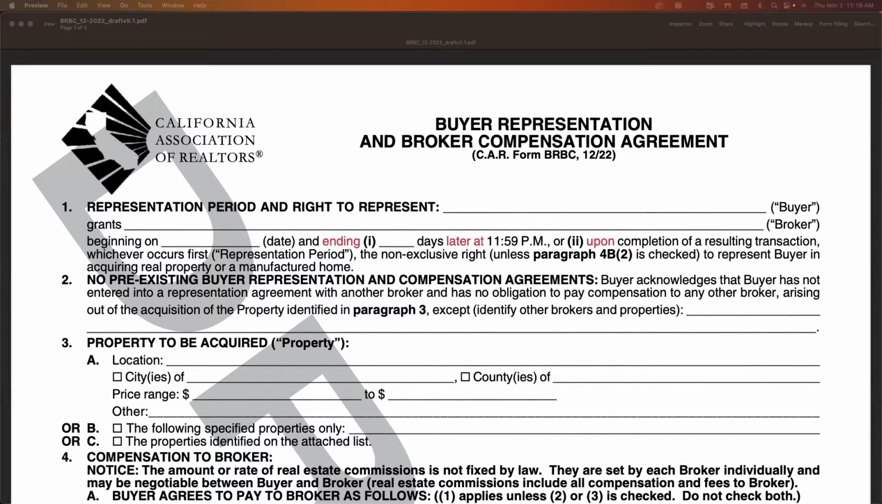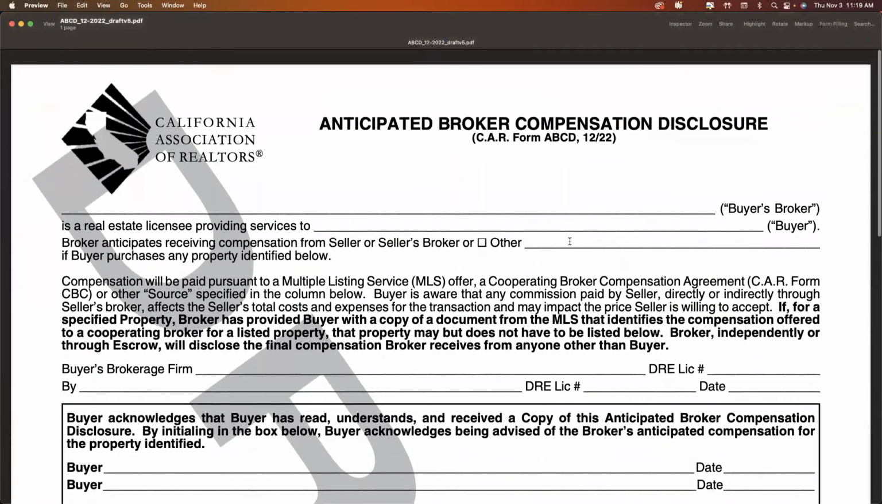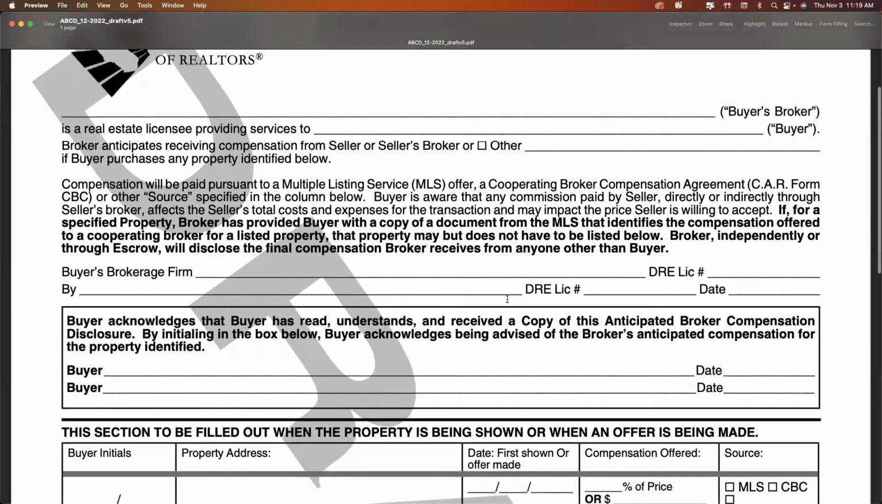Okay, so this is the anticipated broker compensation disclosure. Compensation will be paid pursuant to the multiple listing service. This form is only required to give to the buyer if the buyer has signed a buyer representation agreement with you to pay compensation. This is saying, hey, this is what the MLS is going to pay me in compensation. Okay, that's what it is. And it's a disclosure to the buyer so they know that, hey, I'm getting paid this compensation.